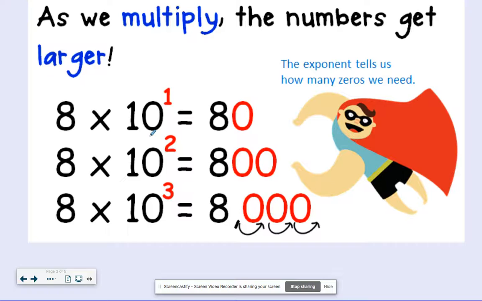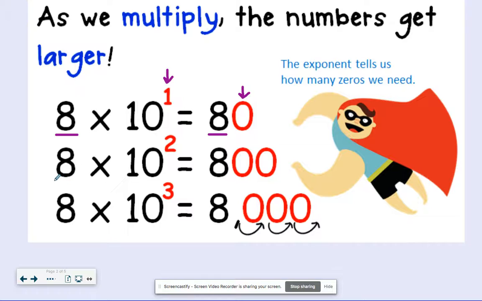Just like when we multiplied by numbers of 10, all we were doing was adding zeros. So in this case, 8 is our base number. So 8 needs to show up first. Then the only additional step you do is you look at your exponent. Because we're multiplying by powers of 10, the exponent just tells us how many zeros to add. So there is 1, so we have 1 zero.